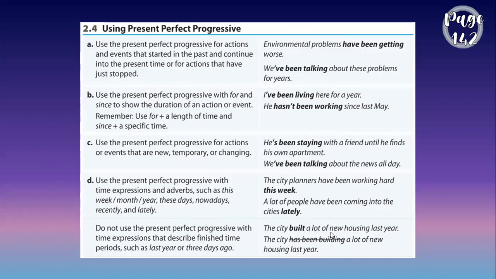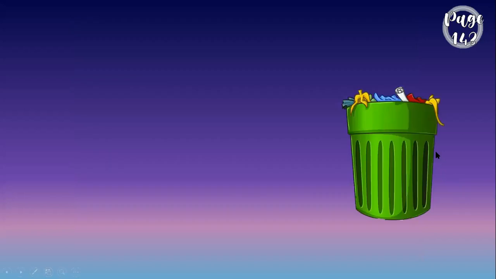Okay, remember that -ing progressive is something that has been going on for some time now. Okay, and this is specific. It says last year, so we cannot use it with a description of a finished time. Only when there is something in progression, something going on, right? And is continuing into the present time. Okay, let's see our exercise. Page 143.